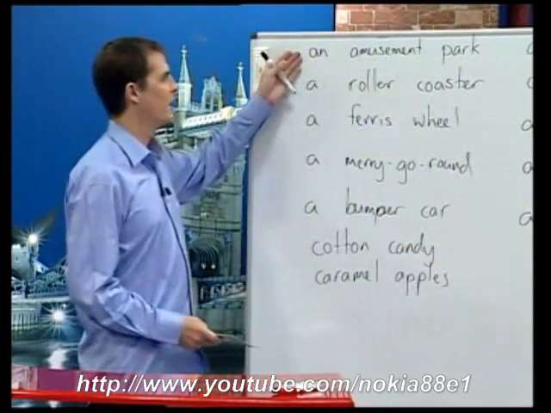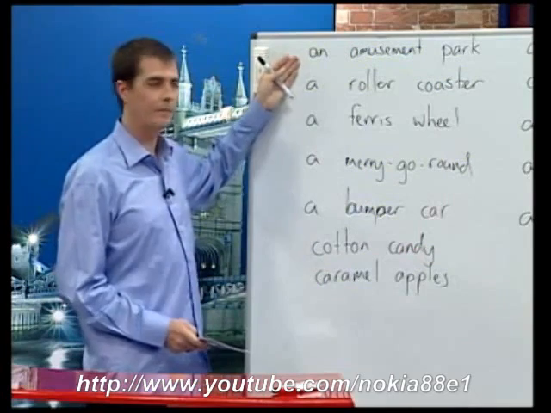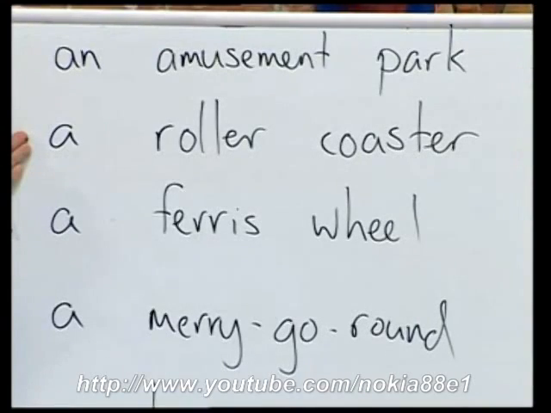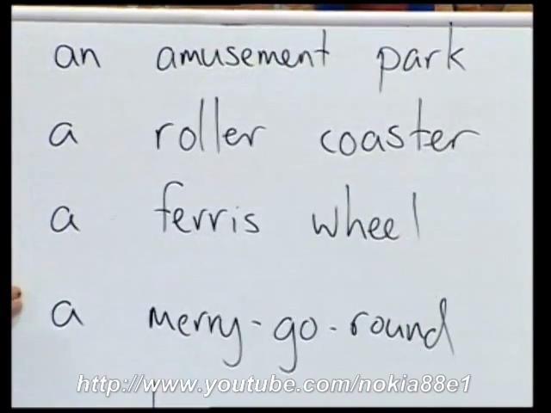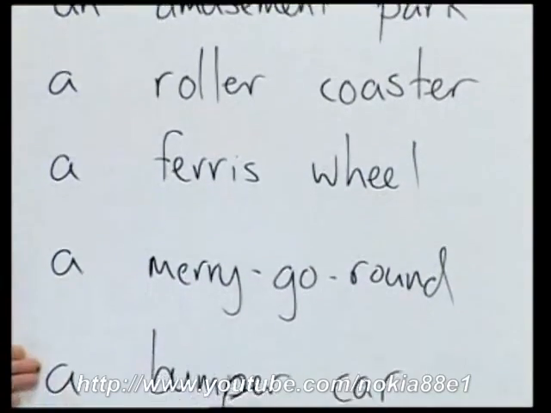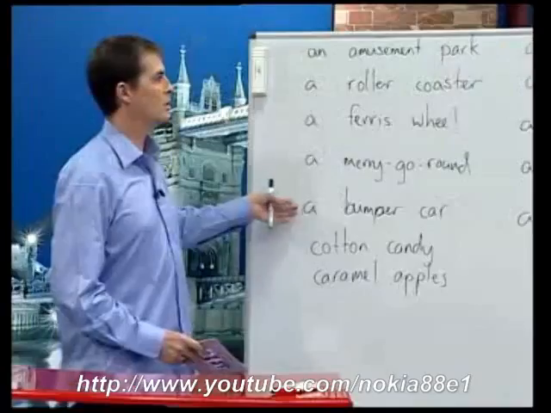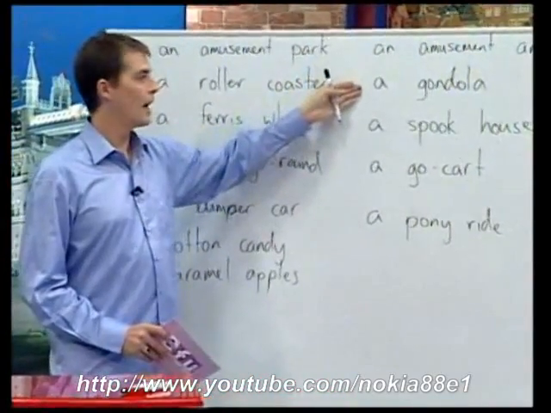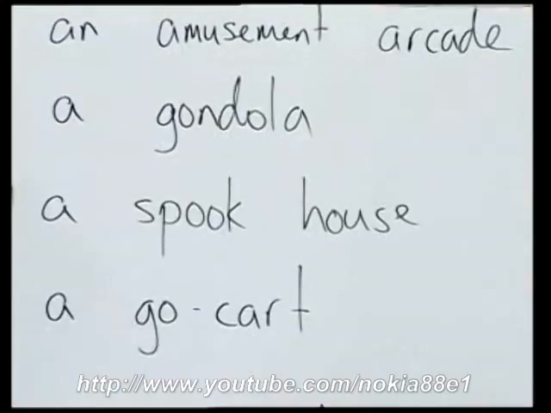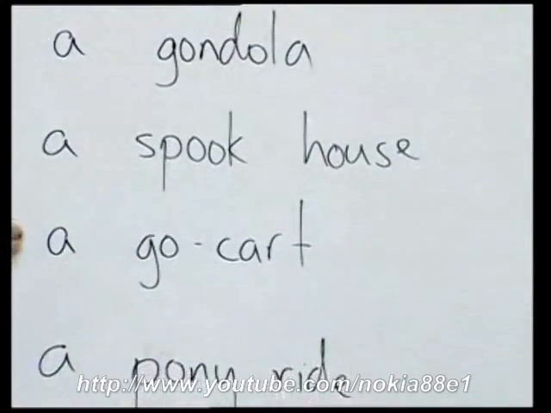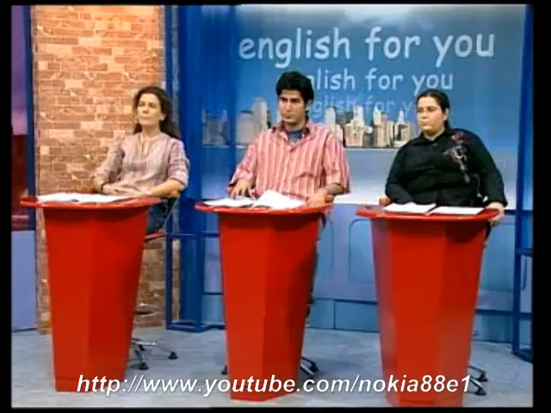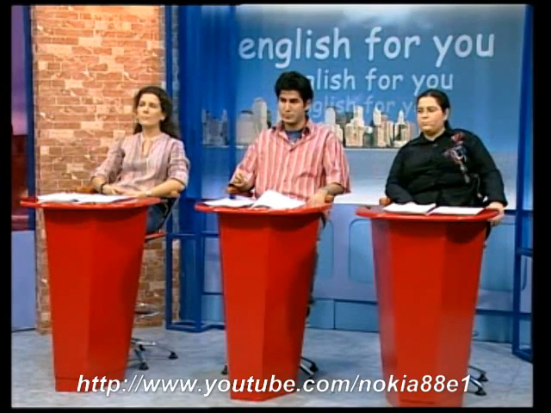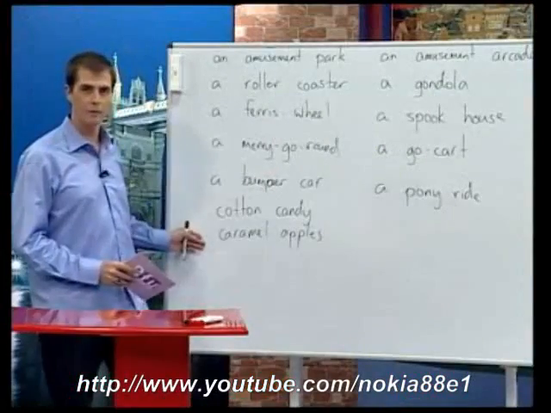So let's repeat these. An amusement park. A roller coaster. A Ferris wheel and a merry-go-round. A bumper car. An amusement arcade. A gondola. A spook house. A go-kart. A pony ride. And cotton candy and caramel apples.